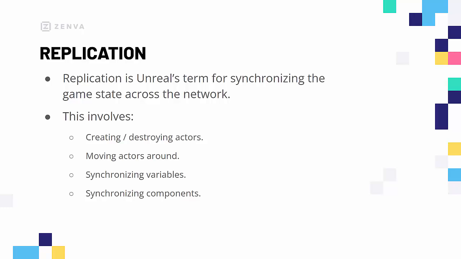Okay, so pretty much whenever an actor moves around, we can have it automatically set up to move the actor on all the other clients as well. Same thing for when we create a new actor or destroy an actor. Those actions will be synchronized across the multiplayer game for all players to see. So let's jump into Unreal now and have a look at how we can set this up.